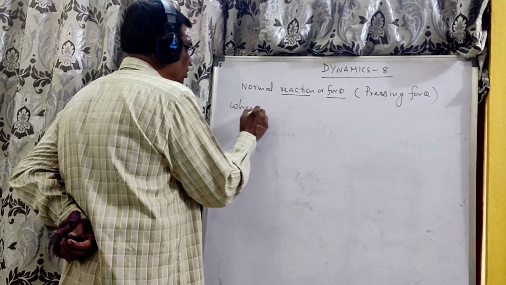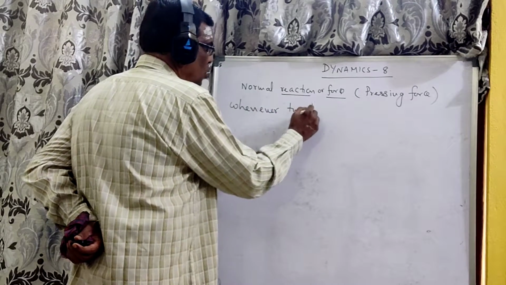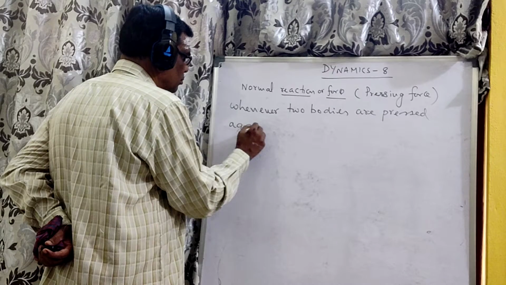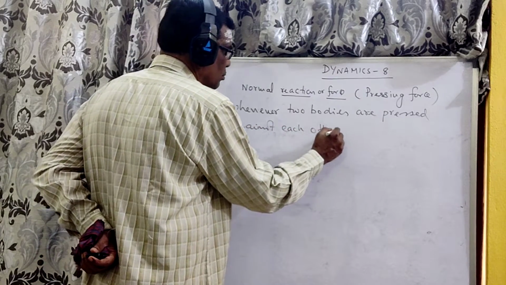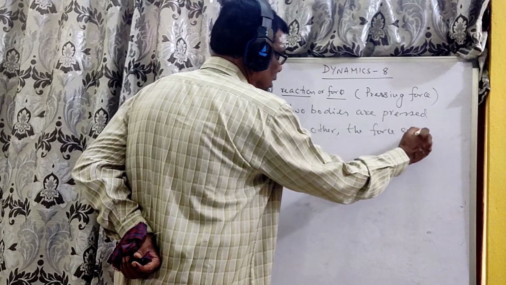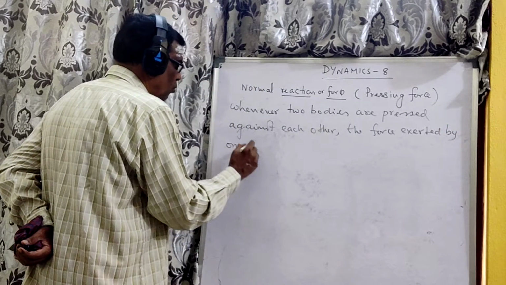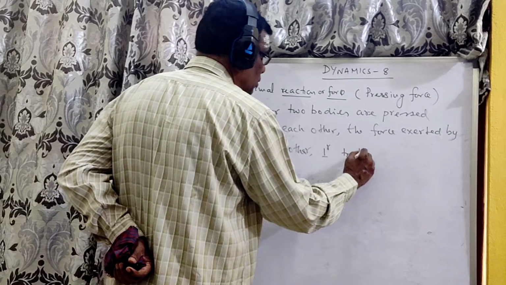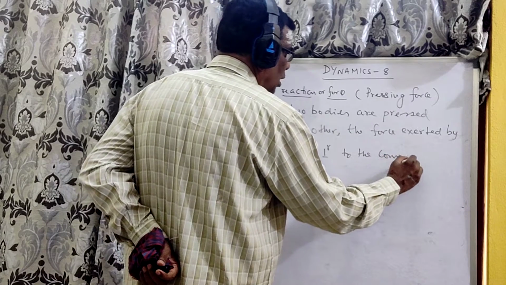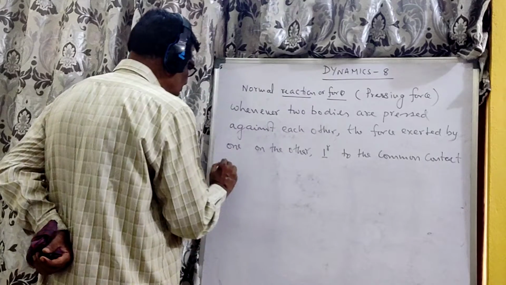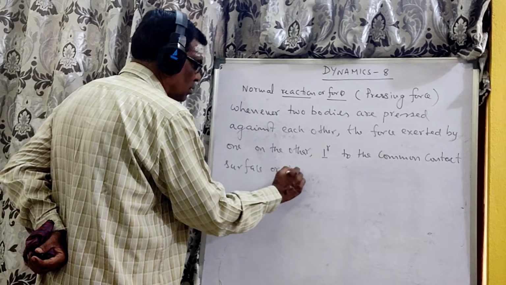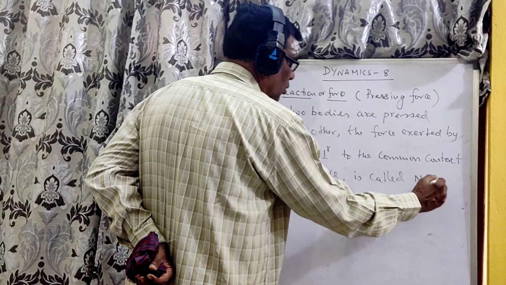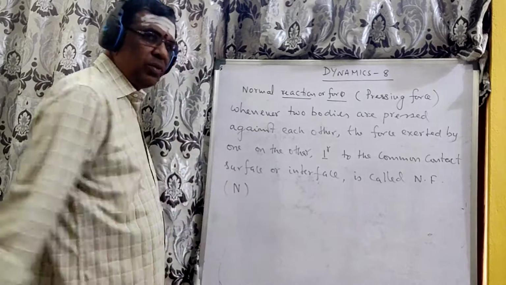I definitely would like to give you this: whenever two bodies are pressed against each other, the force exerted by one on the other, perpendicular to the common contact surface or interface, is called normal force. This is given with a symbol here.